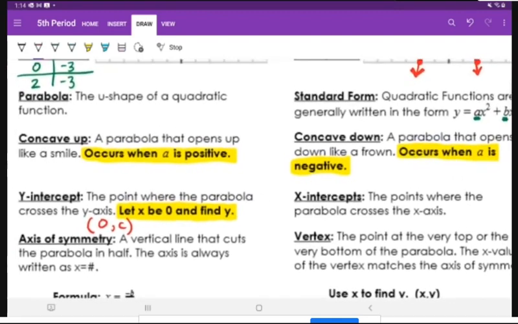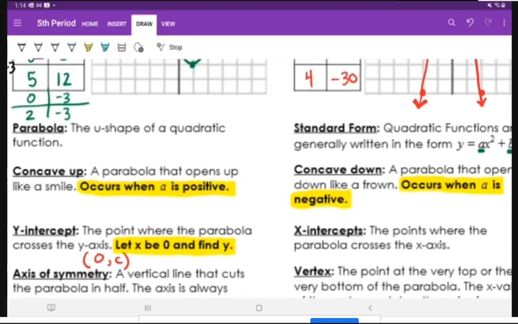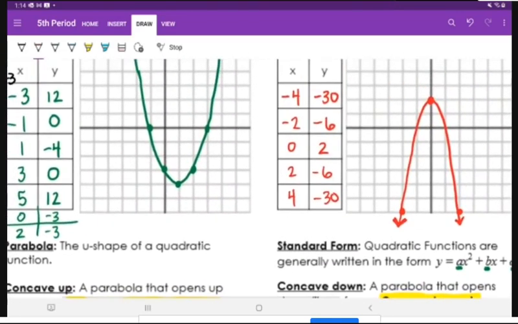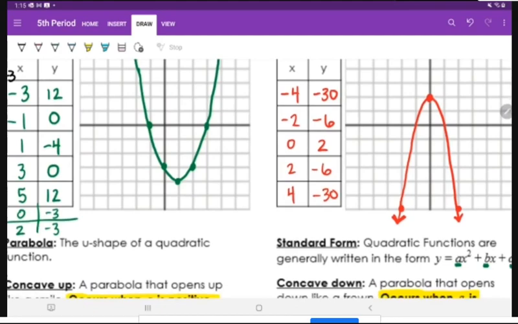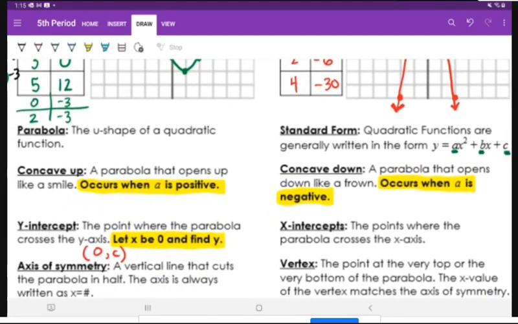Now, x-intercepts are kind of the opposite of y-intercepts. X-intercepts are the points where the parabola crosses the x-axis. So I do want to point out that your function will only ever cross the y-axis in one place. But because of the feature where your function can go down and then come back up, you might have more than one x-intercept. You'll only ever have one y-intercept, but you could have multiple x-intercepts. So sometimes in a problem where it says find the x-intercepts, you might have more than one answer.